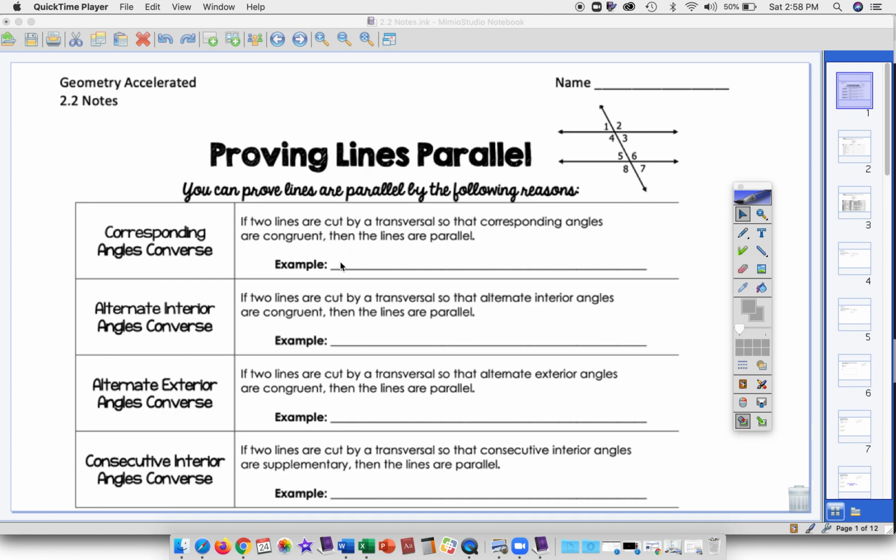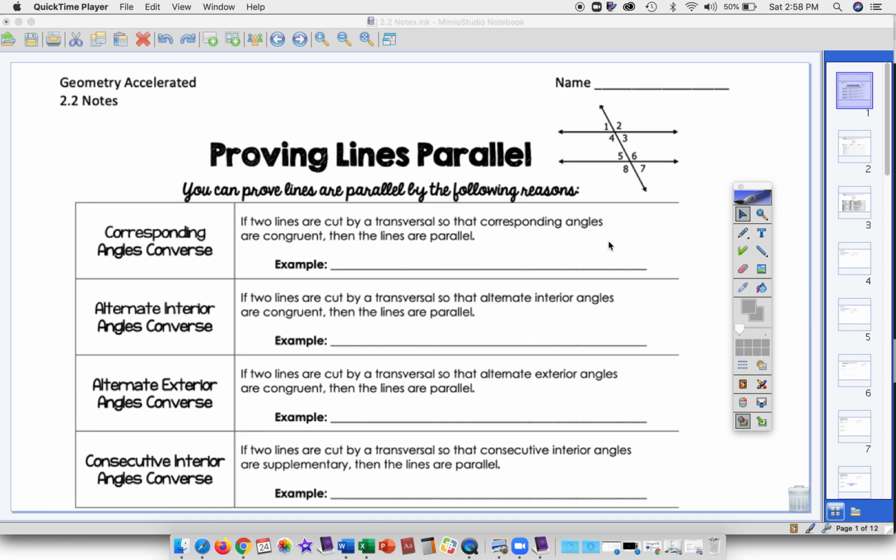Welcome, geometry students, to section 2.2 about proving lines are parallel. What we're going to look at in this section is the converse of the theorems and the postulate that we looked at in the last section. If you remember, a converse is where we switch, or interchange, hypothesis and conclusion. So if two lines are cut by a transversal so that corresponding angles are congruent, then the lines are parallel.